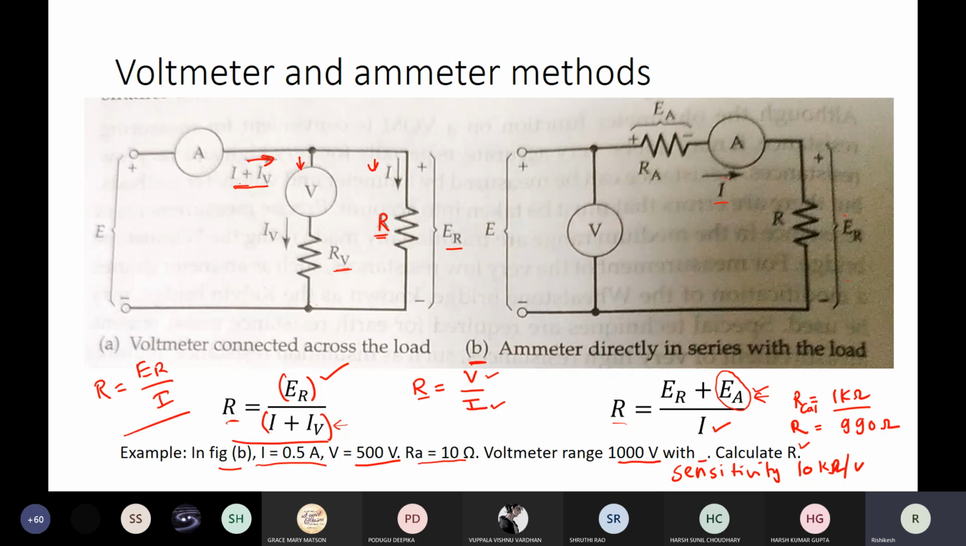Then you can calculate the amount of error associated with the calculated value and the actual value. The actual value of RA is given to us, but probably it is not always known, isn't it? It may also vary from manufacturer to manufacturer. So what you have in your hand is only V and I. 500 divided by 0.5 will give you 1 kilo ohm, but apart from that, you don't have anything. Since we know RA is 10 ohm in this particular case, we can subtract it to calculate the actual value of resistance.